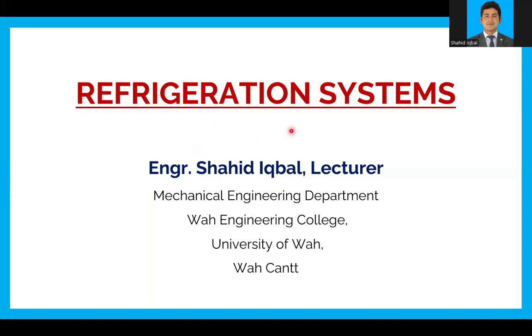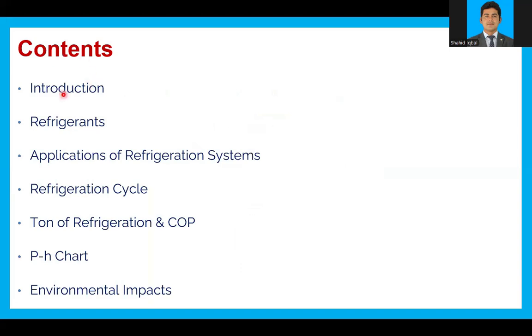In this lecture, we will be exploring the principle and working mechanism behind refrigeration system. So these are the contents of our lecture. Introduction, refrigerants, application of refrigeration systems. Then we will discuss the refrigeration cycle, ton of refrigeration and coefficient of performance of refrigeration system. Then we will discuss the pH chart. pH chart stands for pressure enthalpy chart. And at the end, we will discuss the environmental effects of different refrigeration systems.